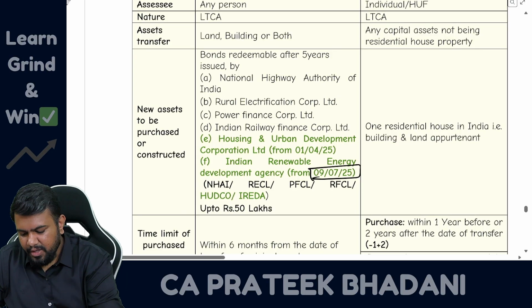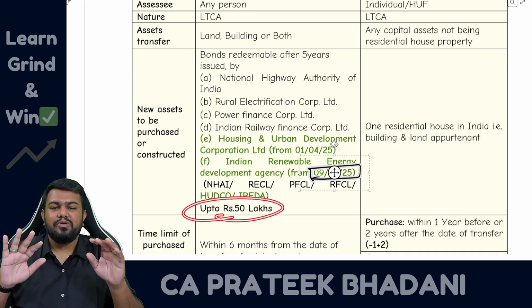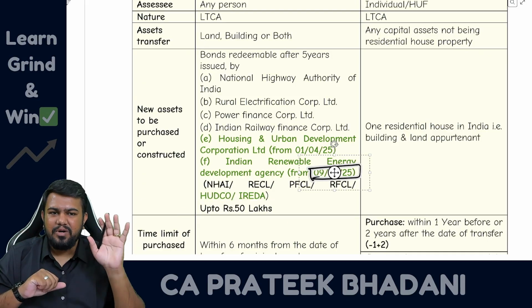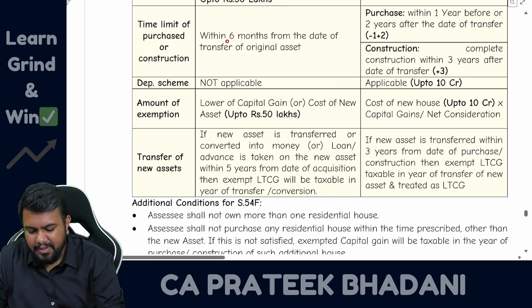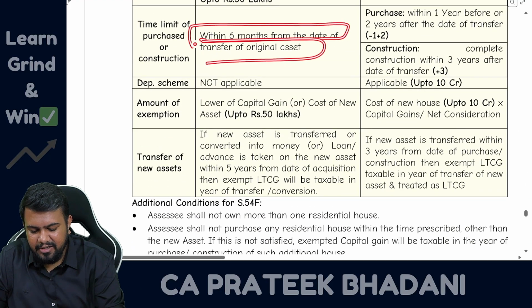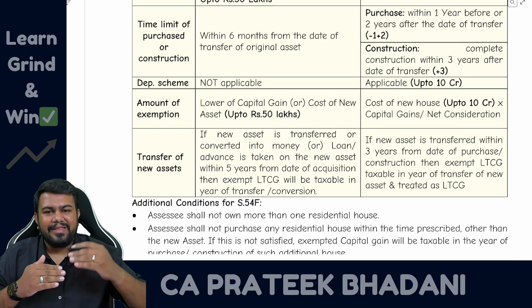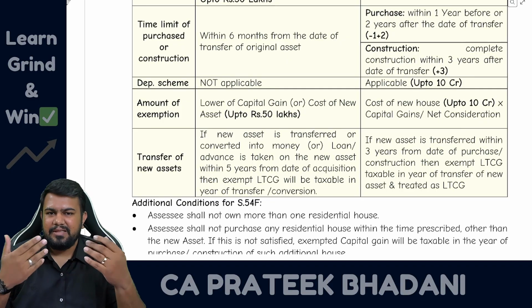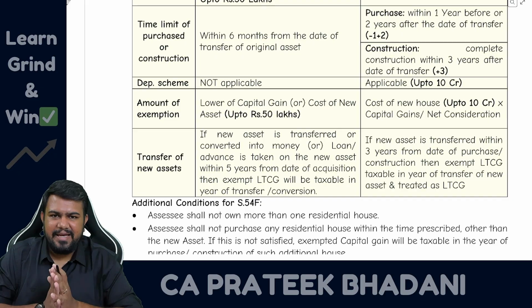Fine. Now, how much amount can be invested, sir? Answer is 50 lakhs. So here also you can save only up to 50 lakhs as exemption. Maximum exemption is 50 lakhs. What is the time limit? The time limit is 6 months from the date of transfer of the original asset. So from the date of transfer of land and building, there are 6 months. Within 6 months, you have to invest up to 50 lakh rupees in the bonds. Whatever amount is invested up to 50 lakh rupees can be claimed as exemption.